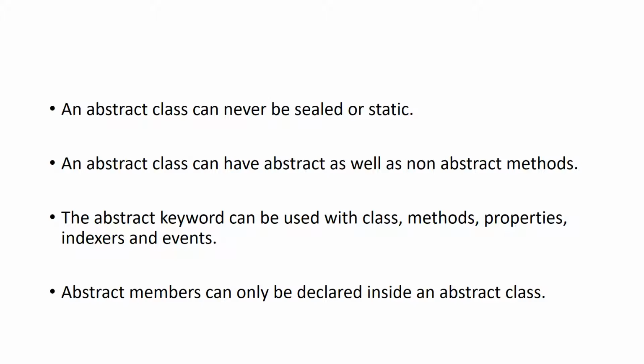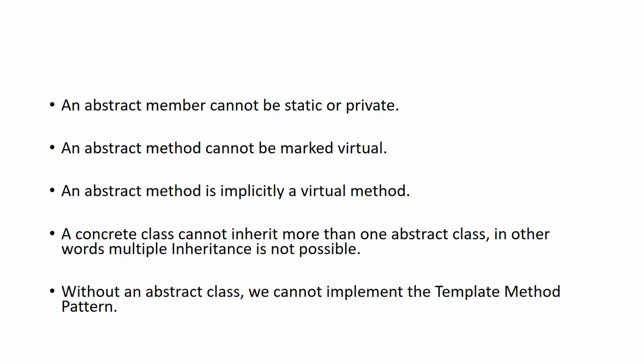The abstract keyword can be used with class, method, properties, indexes, and events. Abstract methods can only be declared inside an abstract class. An abstract member cannot be static or private. An abstract method cannot be marked virtual, because an abstract method is implicitly a virtual method. A concrete class cannot inherit from more than one abstract class. In other words, multiple inheritance is not possible. Without an abstract class, we cannot implement the template method pattern.